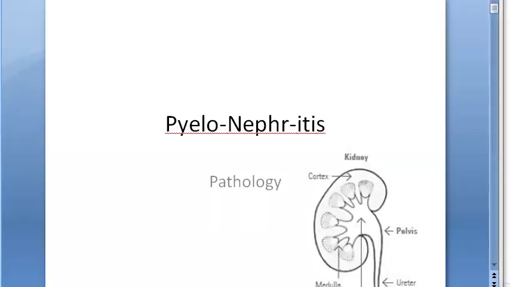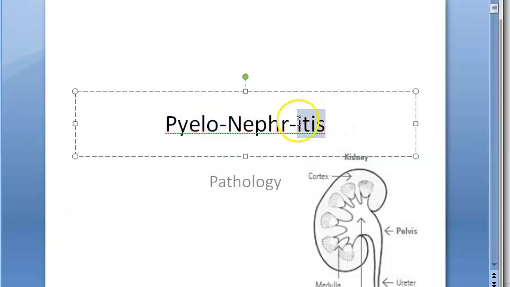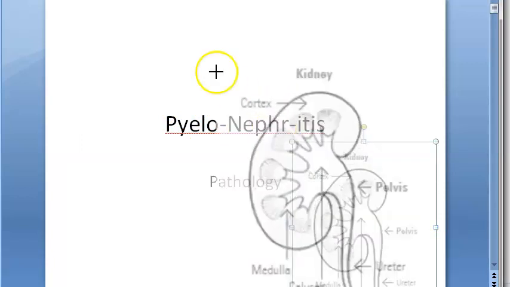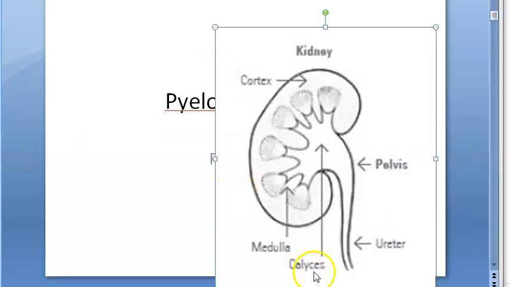Hello people, in this video we want to look at pyelonephritis. This is the itis, that is the inflammation of the renal pelvis. Okay, so this is the kidney, so here is the renal pelvis. So if the renal pelvis is inflamed, it can be called pyelonephritis.